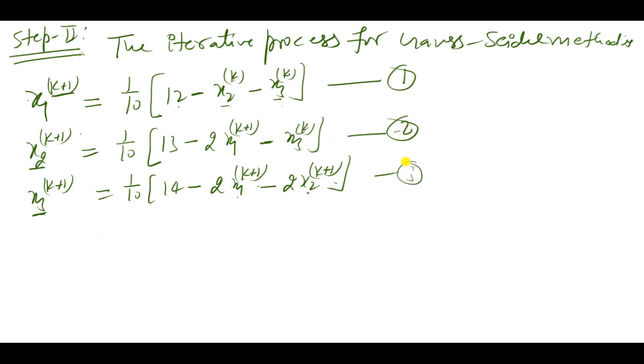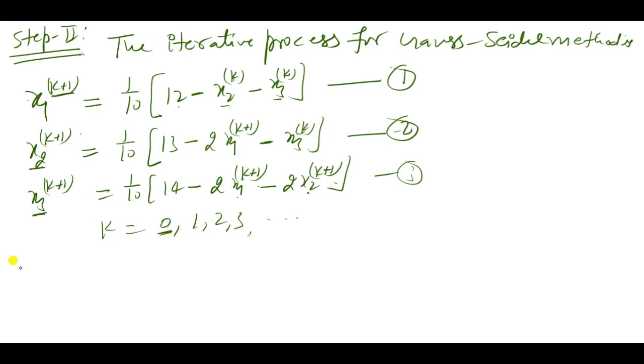Now here k is equal to 0, 1, 2, 3 and so on. That is, when we put k is equal to 0 in equations 1, 2, 3, then we obtain the first approximation. Put k is equal to 1 in equations 1, 2, 3, then we obtain the second approximation. Put k is equal to 2 in equations 1, 2, 3, then we obtain the third approximation and so on, and continue this process until we obtain the desired accuracy of decimal places.